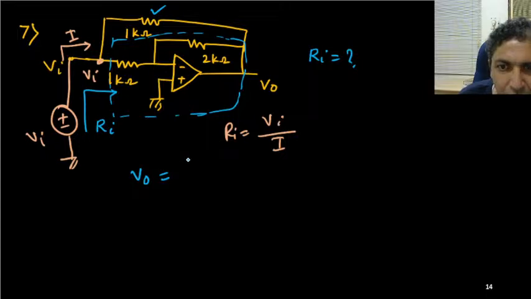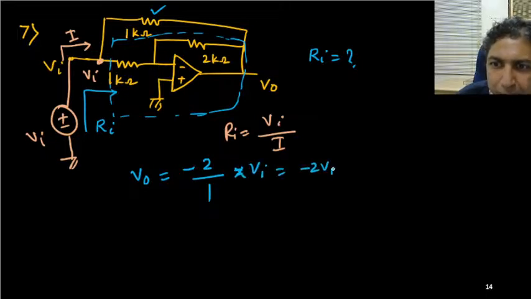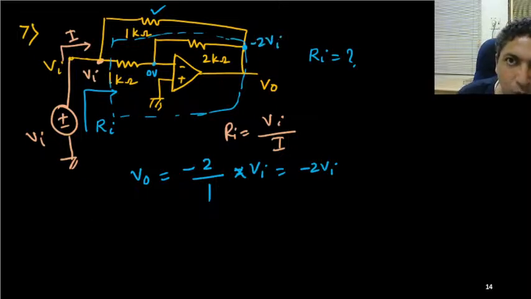It's inverting mode, so minus Rf by R1. So minus 2 by 1 is minus 2 times this input voltage Vi. So minus 2 Vi. Right, so the output voltage is minus 2 Vi. Now this potential is 0 volt, and this potential you have got is minus 2 Vi. Now we can find out the total current. So what is the total current I?